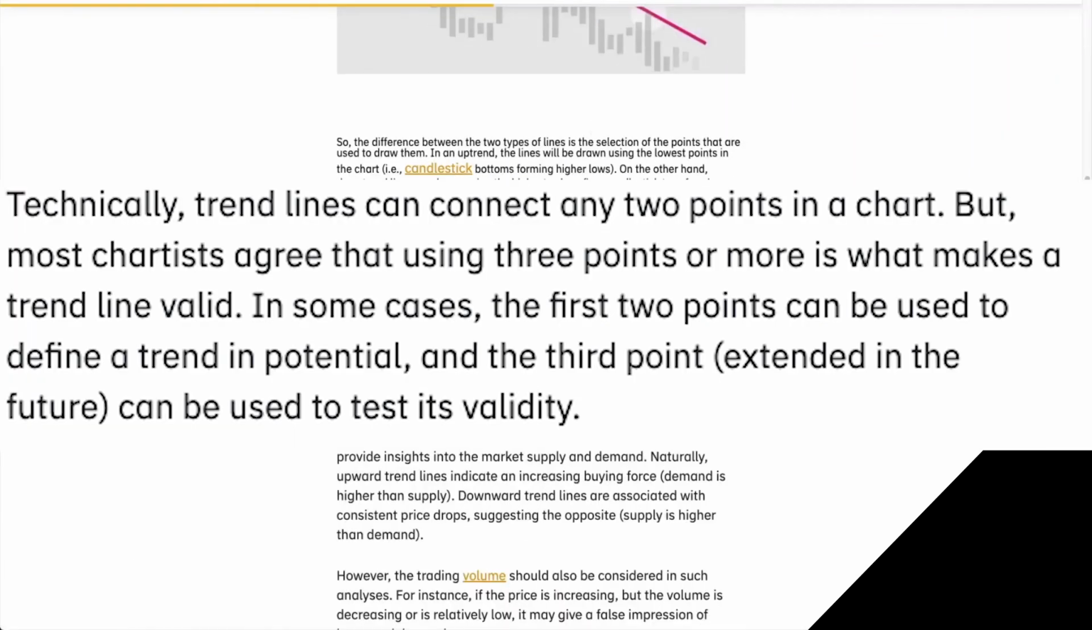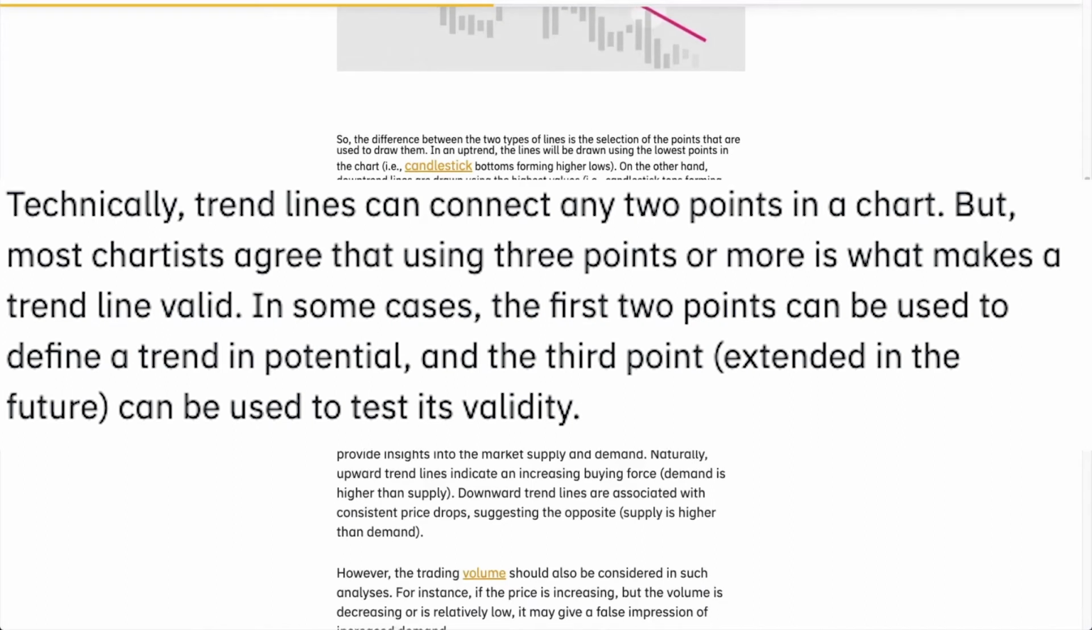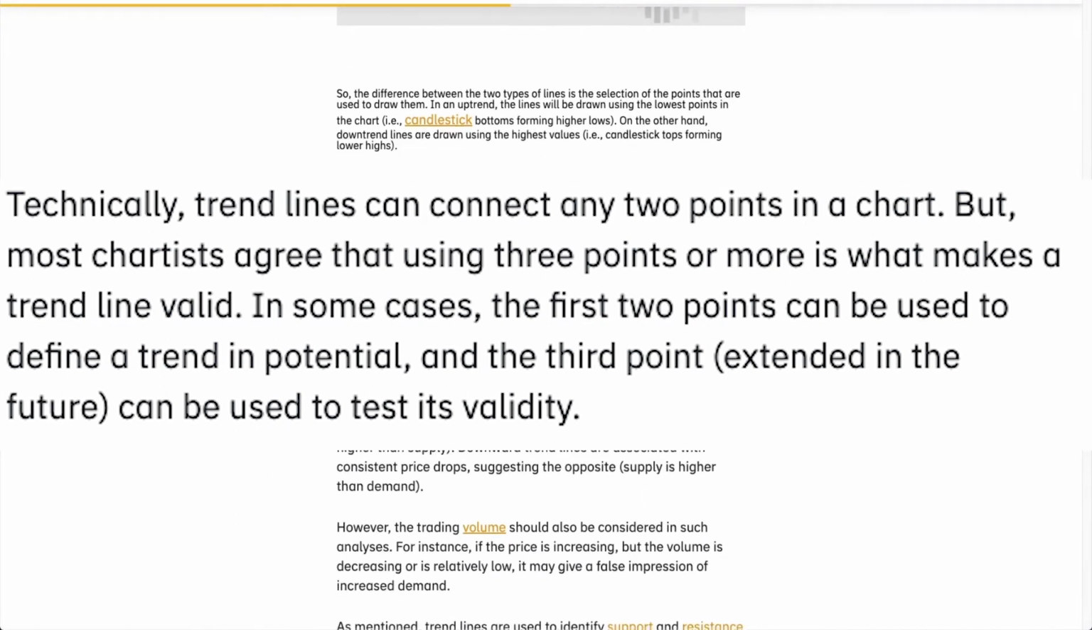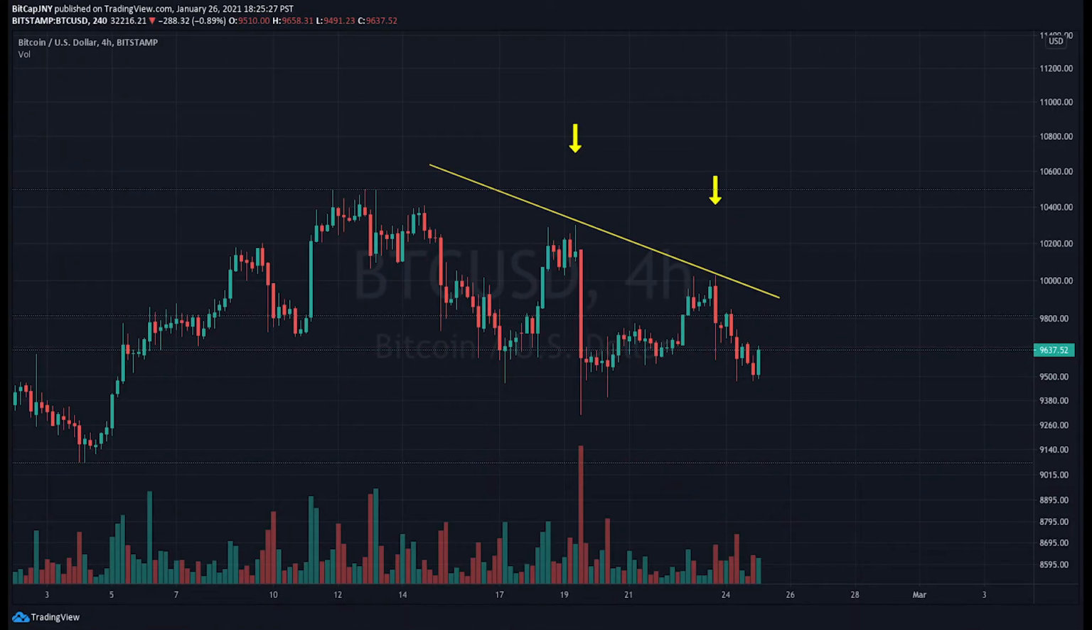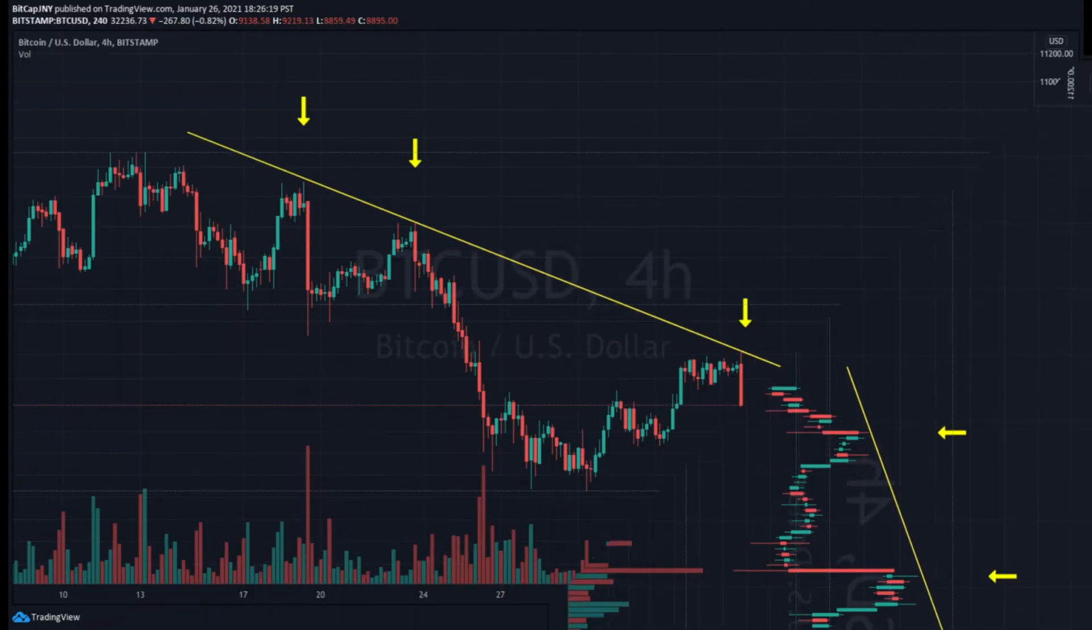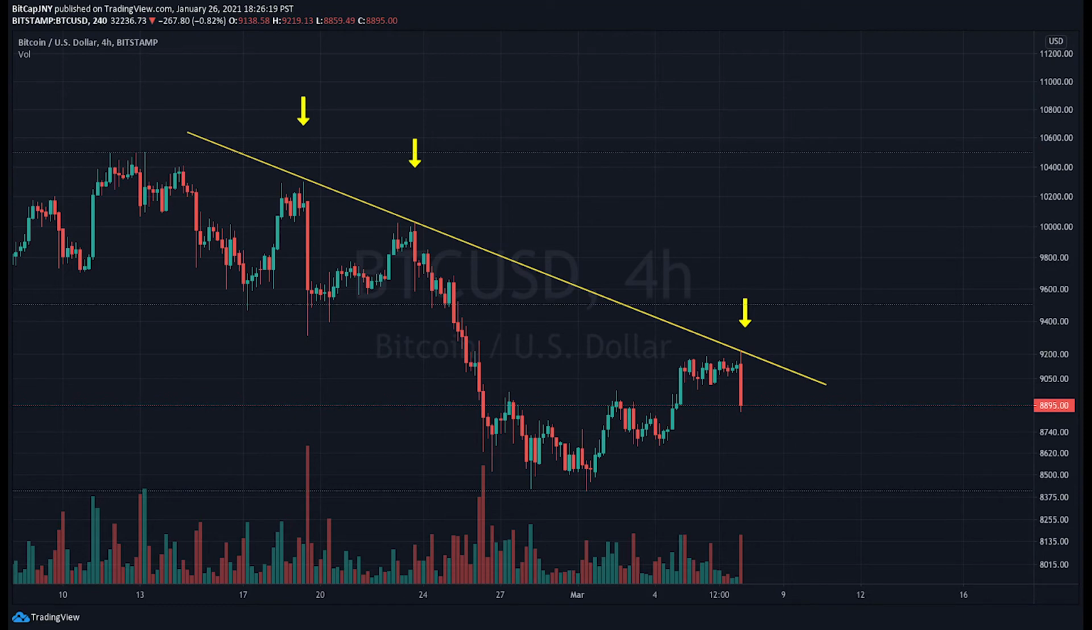Now, drawing a valid trend line. Technically, trend lines can connect any 2 points in a chart, but most chartists agree that using 3 points or more is what makes a trend line valid. In some cases, the first 2 points can be used to define a trend in potential, and the third point, extended in the future, can be used to test its validity.